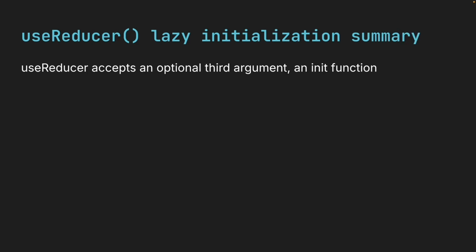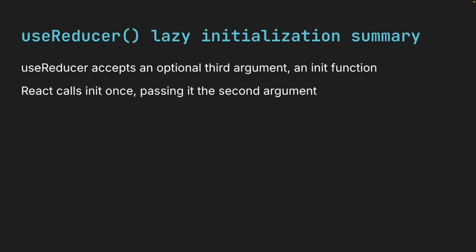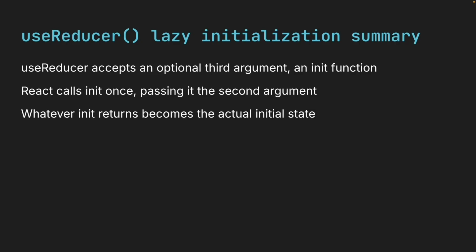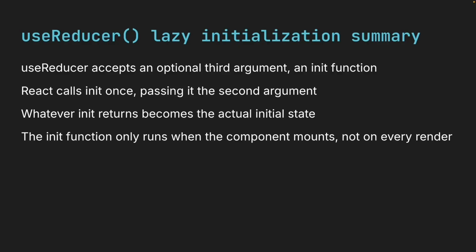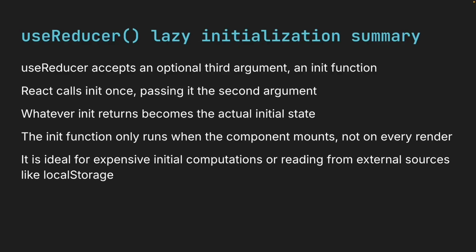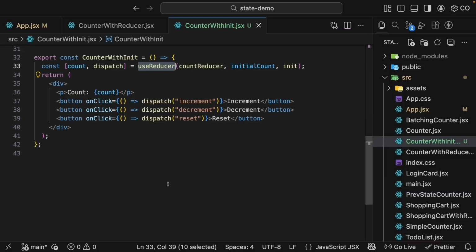To summarize, useReducer accepts an optional third argument, an init function. React calls init once, passing it the second argument. Whatever init returns becomes the actual initial state. The init function only runs when the component mounts, not on every render. It is ideal for expensive initial computations or reading from external sources like local storage. Now, useState and useReducer might seem like two completely different hooks, but they are more connected than you might think. Something very interesting coming up.